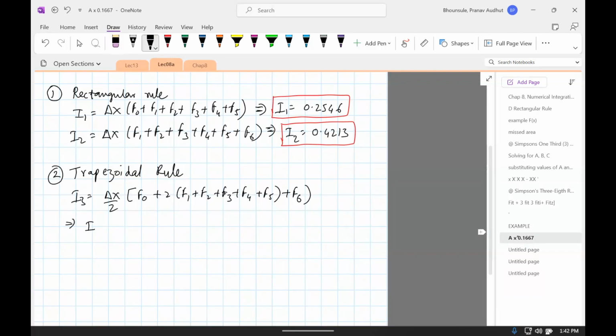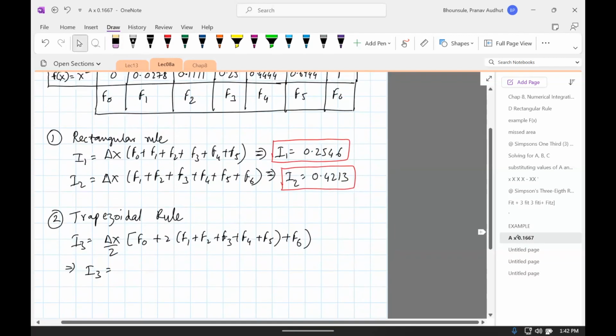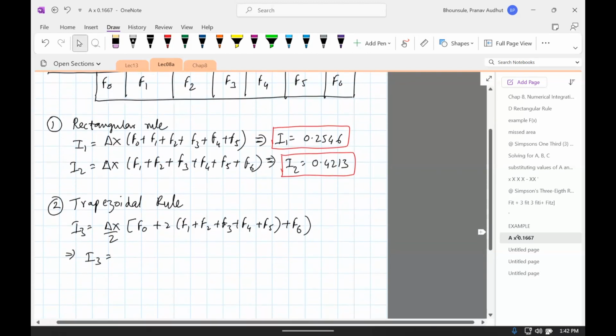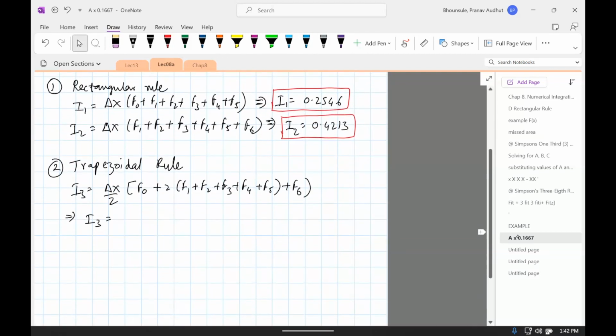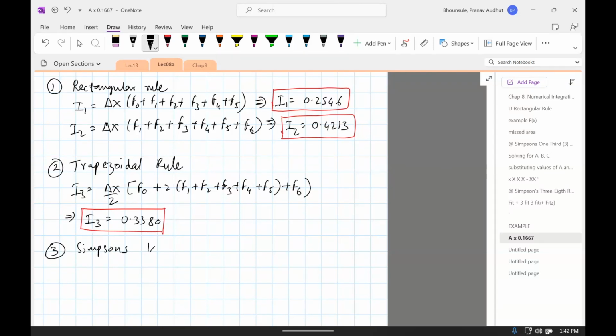So again, if you sub in the values, so obviously you'll go to the table, you put in the values, and what comes out is 0.3380. Third one, Simpson's one-third rule.